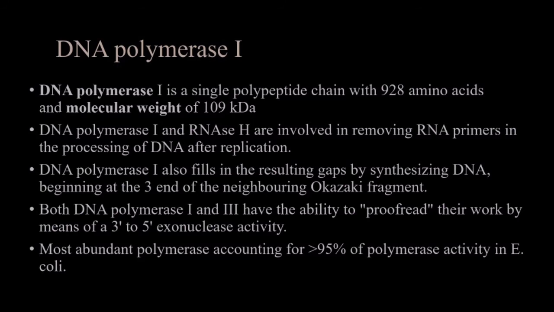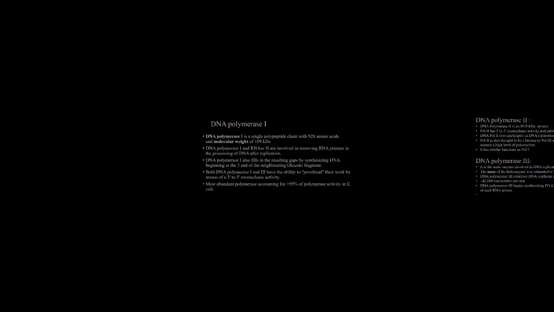DNA polymerase 1 is a single polypeptide chain which has around 928 amino acids and a molecular weight of 109 kilodalton. DNA polymerase 1 and RNase H are involved in removing RNA primers in the process of DNA replication. It also fills the resulting gaps by synthesizing DNA beginning at the 3' end of the neighboring Okazaki fragment. Both DNA polymerase 1 and 3 have the ability to proofread and have an exonuclease activity from 3' to 5' direction.